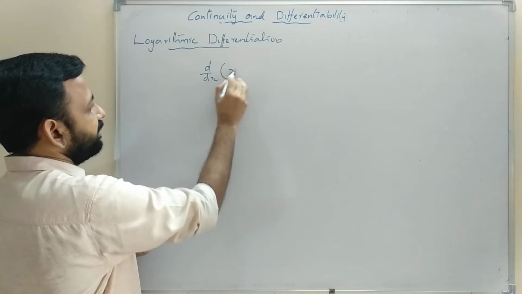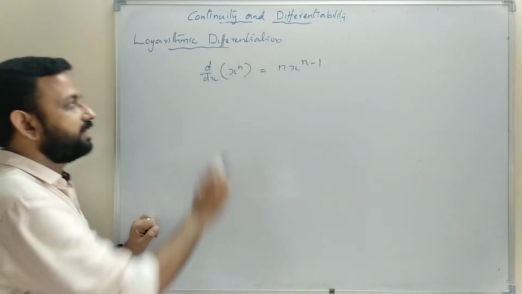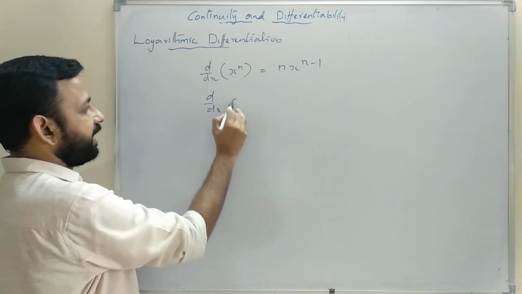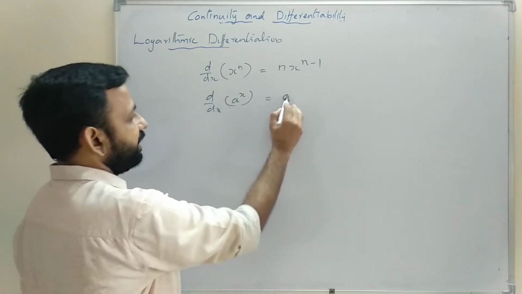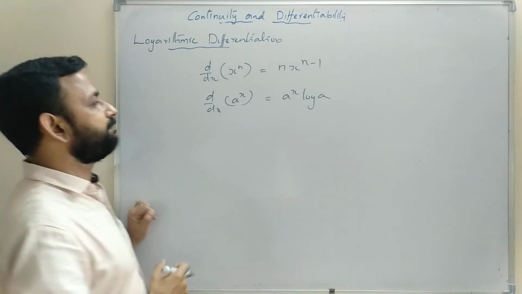x raised to the power n. d by dx of x raised to n is equal to n x raised to n minus 1. Or d by dx of a raised to the power x is equal to a raised to x log a. So we already learned this formula.